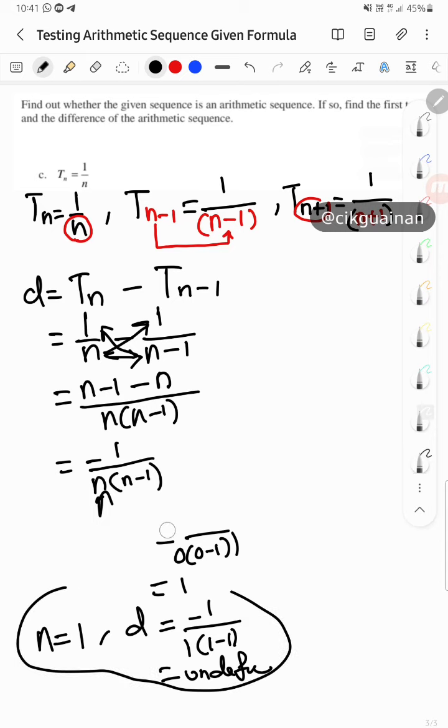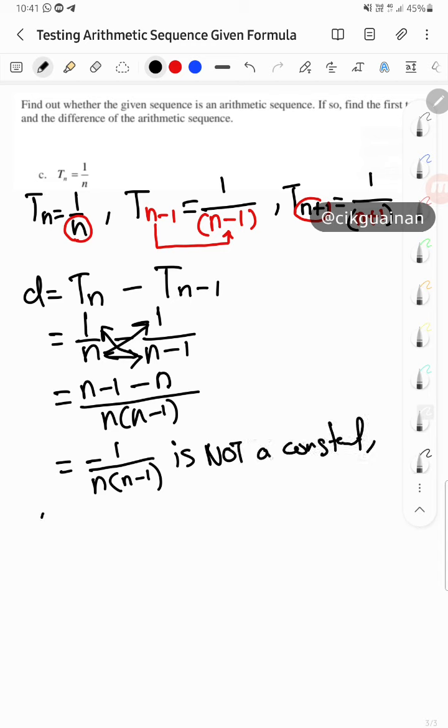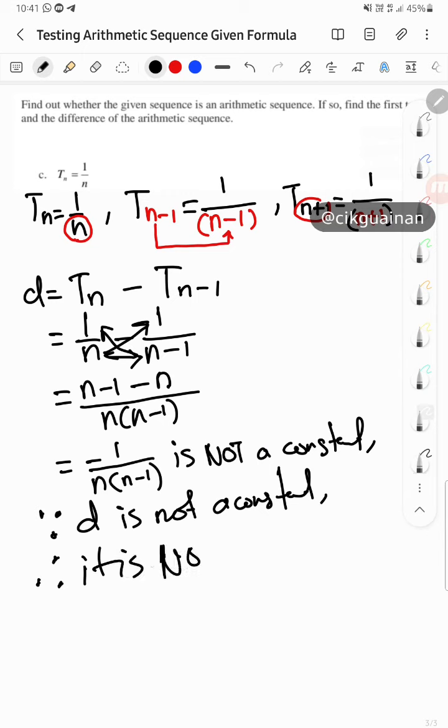Because in an arithmetic sequence, the common difference must be a constant. So this is not a constant. Therefore, you can conclude, since d is not a constant, it is not an arithmetic sequence.